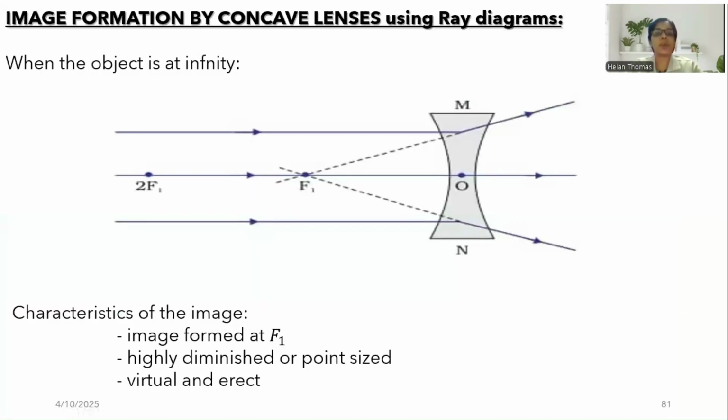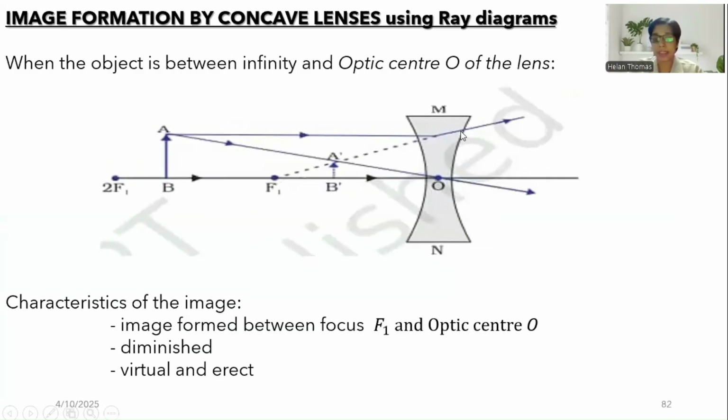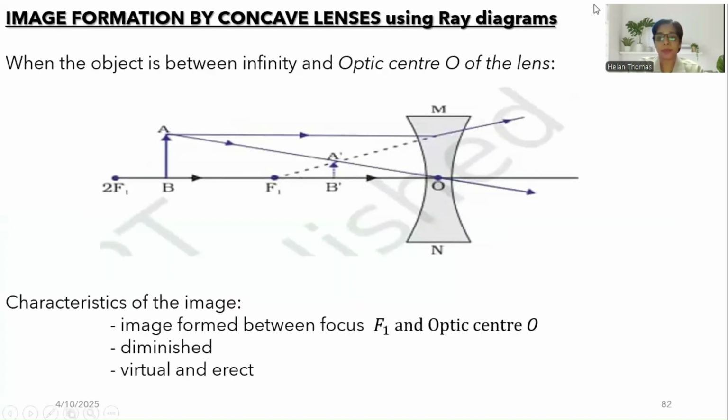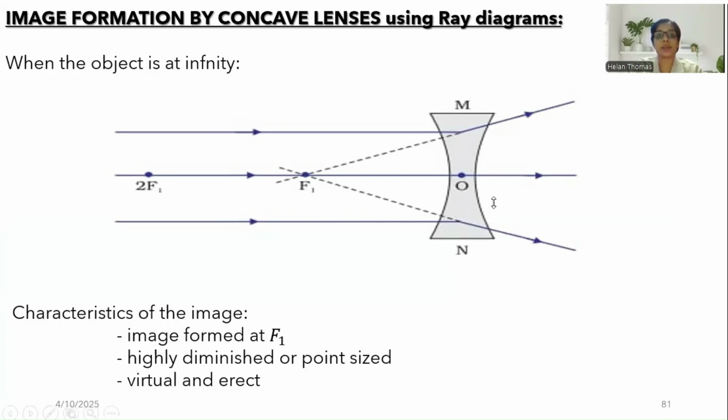And now the image formation by concave lenses using ray diagrams. When the object is placed at infinity, in the case of a concave lens, the rays will hit the concave lens, and the concave lens is a diverging lens. So it will diverge the light rays, and all these rays will get diverged. But these diverging light rays will appear to come from the focus, and here you have the image, which is formed at the focus. It's a highly diminished and point-sized image, but it's a virtual and erect image.